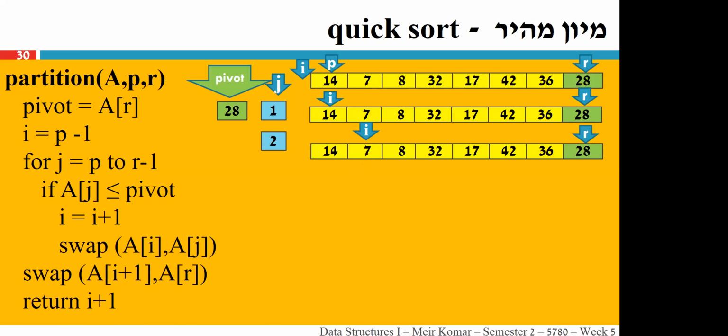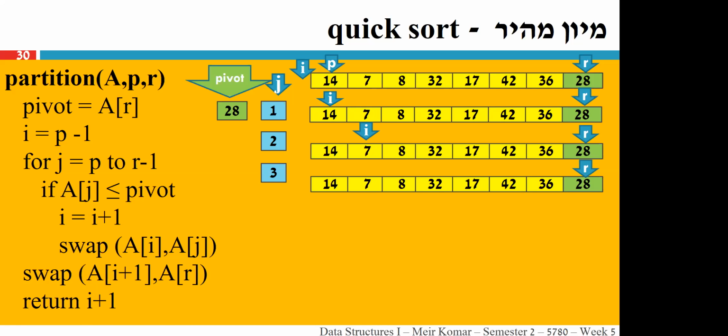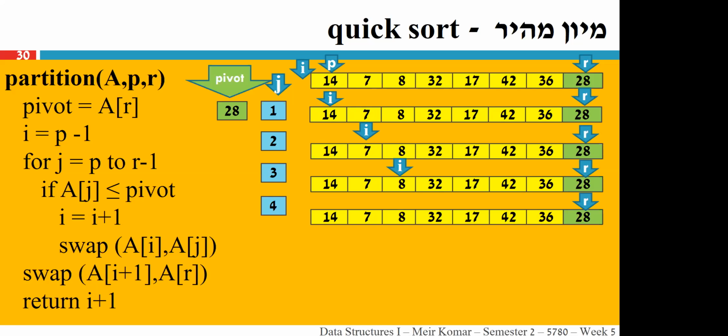Continue. J is equal to 3. Is 8 less than the pivot? No. So I is equal to 3. Great. Now somebody bigger than the pivot. J is equal to 4. Is AJ less than the pivot? No. Therefore, he doesn't go into this block. I stays the same. I didn't change I. I don't do any swap. That's all I do.